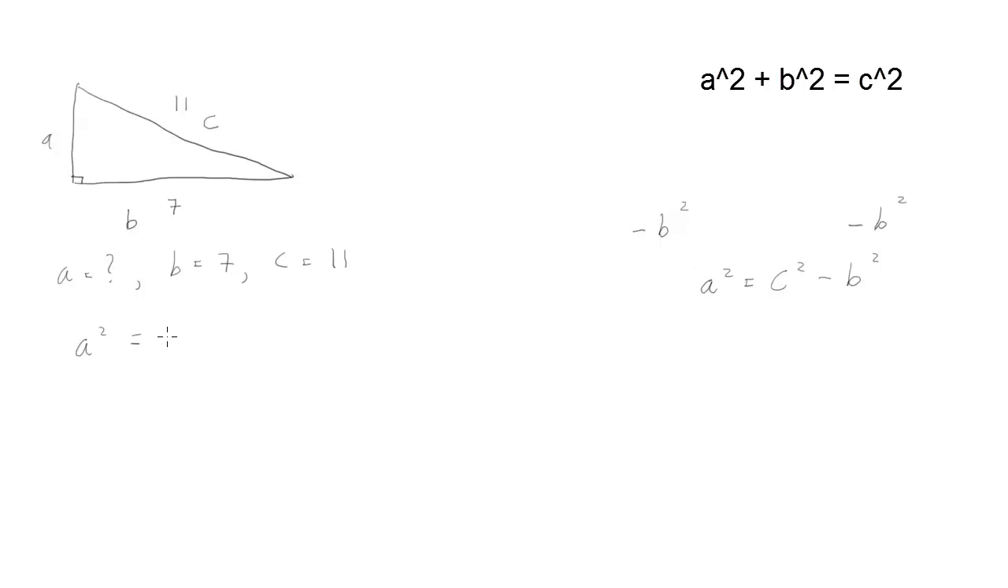A squared is equal to C squared, that's 11 squared, minus B squared, that's 7 squared. Put that into your calculator, and you'll see that A squared equals 72. Remember, this is A squared, and not just A. How do we undo the square? Well, we square root. So A, rounded, is the square root of 72, which is 8.49. And that's it. That is how you use Pythagoras' theorem to find unknown sides in a right angle triangle. Not too tricky, right?